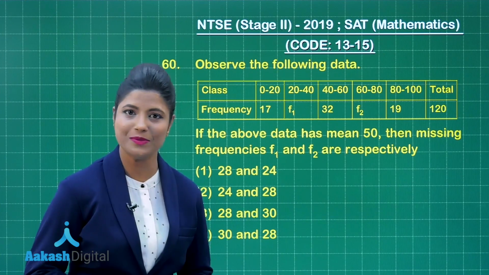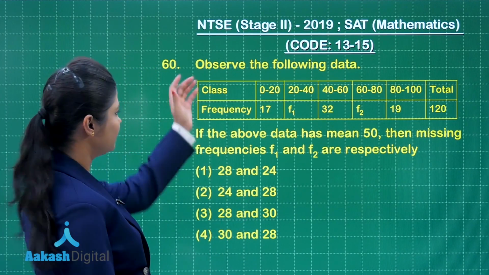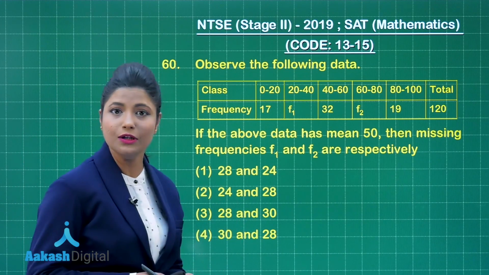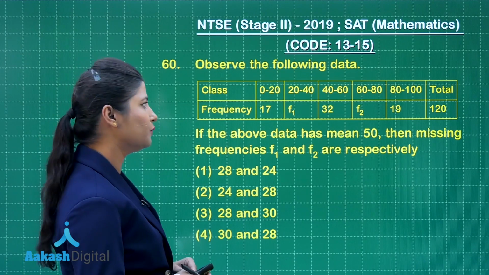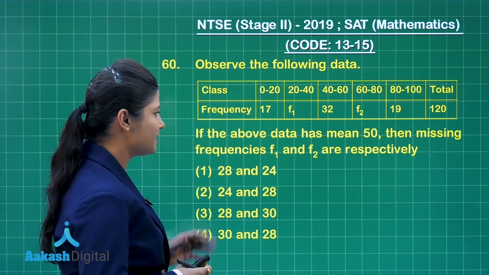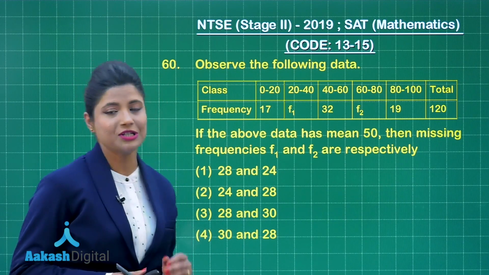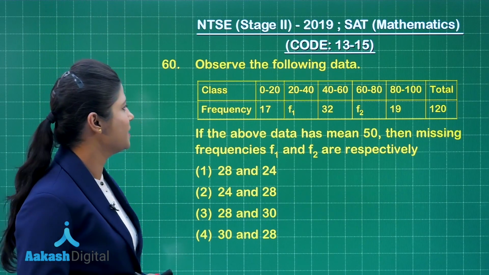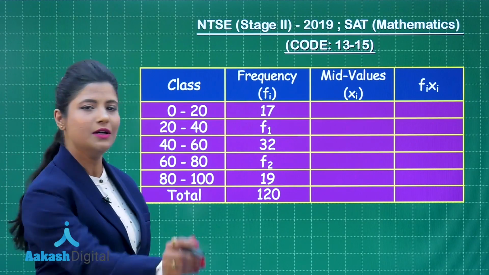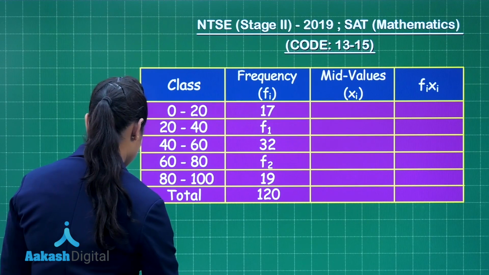Now let's discuss question number 60. It states that observe the following data. Here we have data of the classes and their respective frequency, where the classes are with the interval of 20, that is 0 to 20, 20 to 40 and so on. If the above data has mean 50, then the missing frequencies F1 and F2 are respectively which of these four options? This is a question related to mean, that is statistics. You are provided with these classes and their respective frequencies. You know how to obtain the mean through the direct method, so we will be using the same method here.